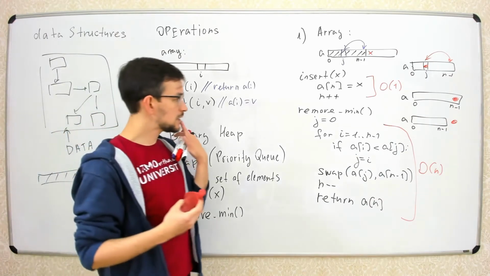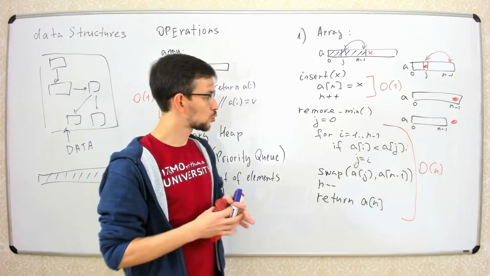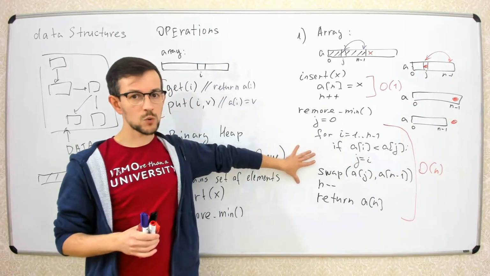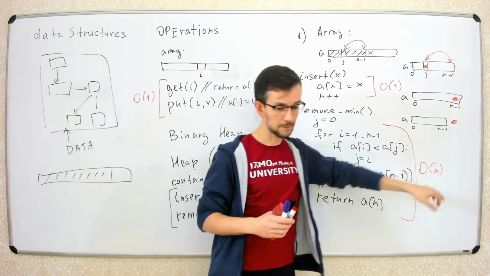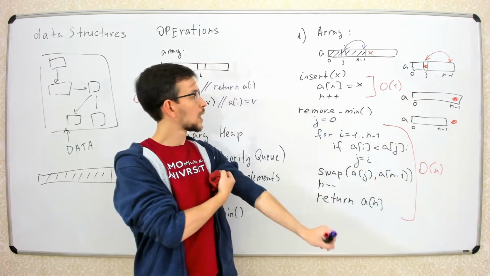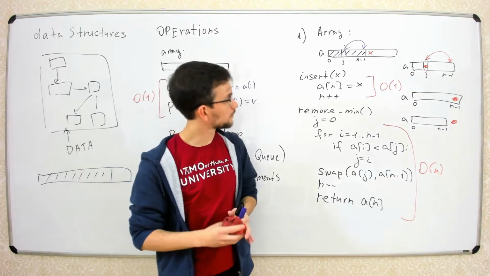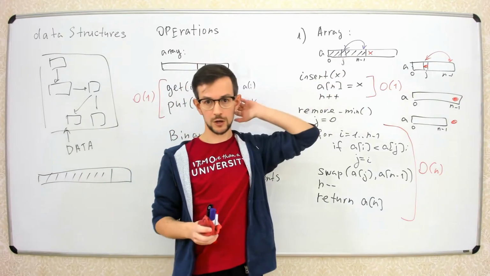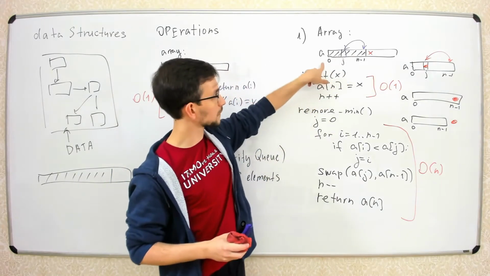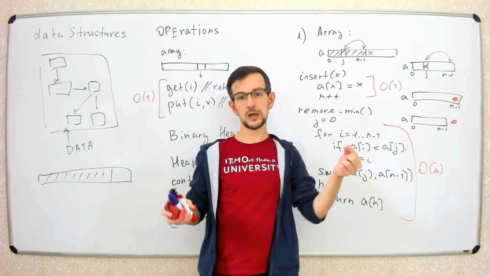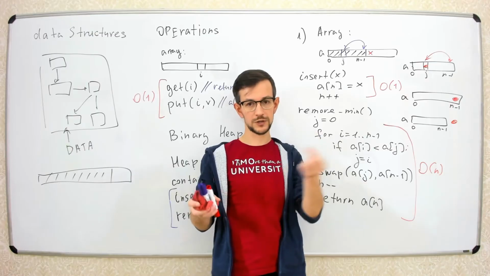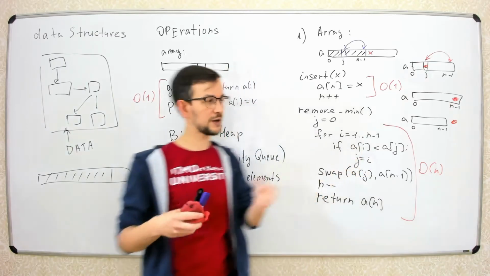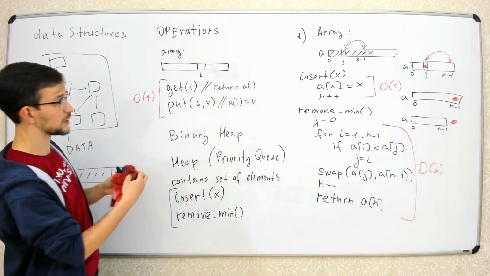So if we want to remove the minimal element faster than just in linear time, what can we do? For example, we can maintain the sorted order in our array. If you keep the array sorted, then it's easier to find the minimal element, because the minimal element will always be at the end of the array. Let's try.